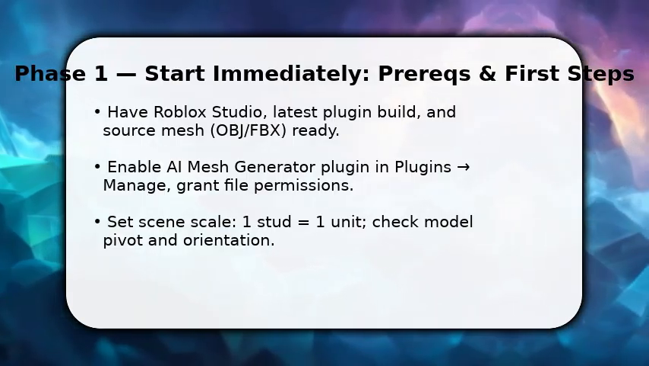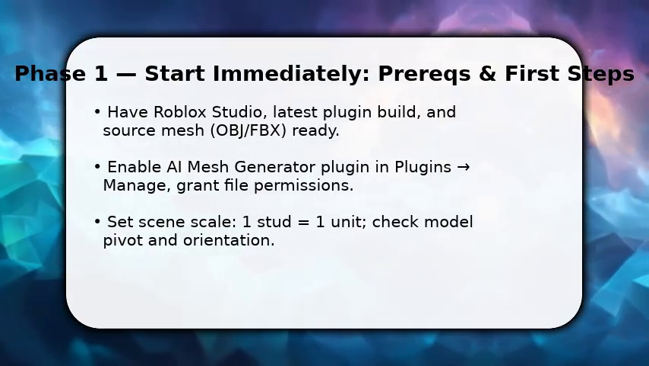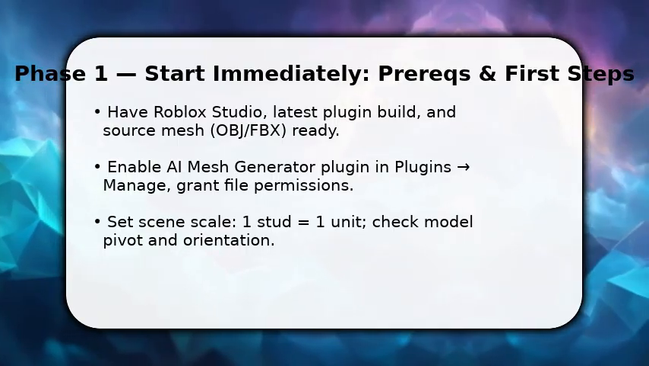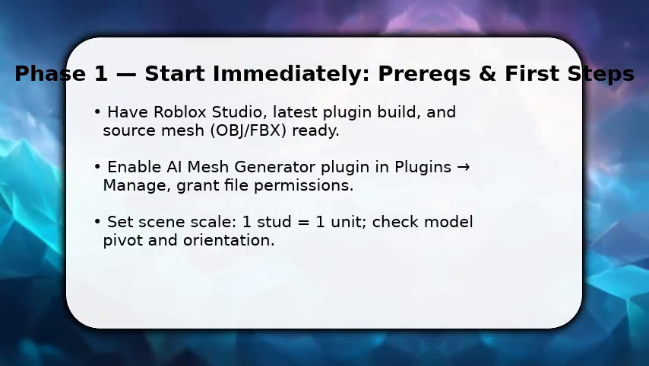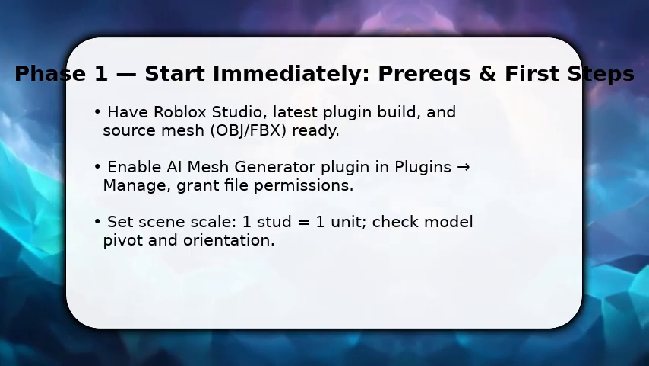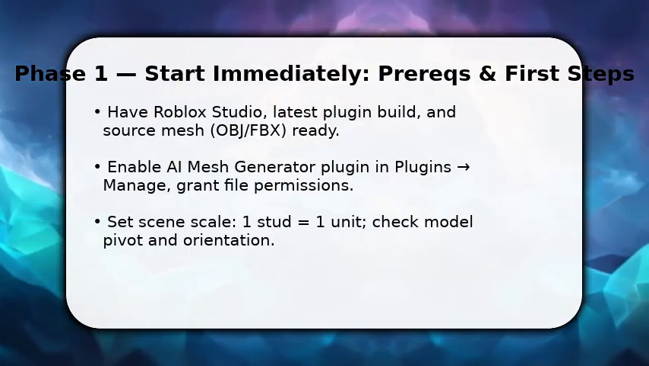Next, enable the AI Mesh Generator plugin and allow file access. This lets the tool read geometry. Finally, select the mesh and open the plugin panel so you can apply the first generation pass immediately.